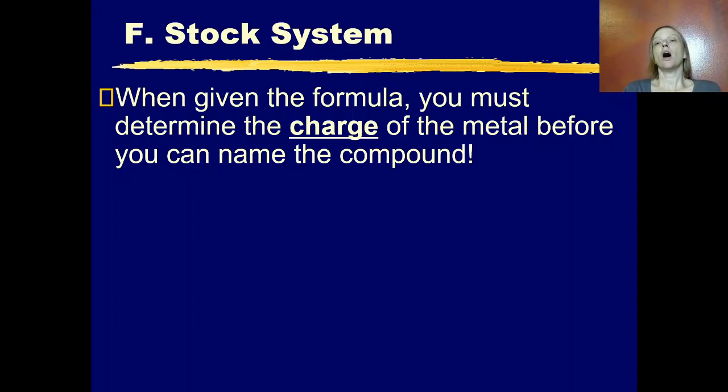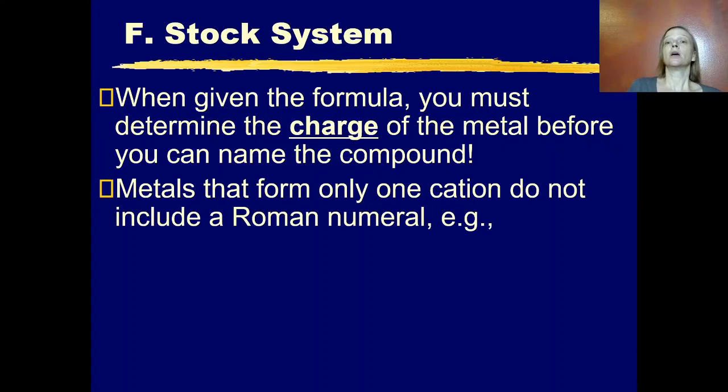So when you are given the formula, you have to figure out the charge of the metal before you can name the compound. Otherwise, you can't name it because you won't know the right Roman numeral. If you have a metal that can only form one type of cation, you don't include the Roman numeral.